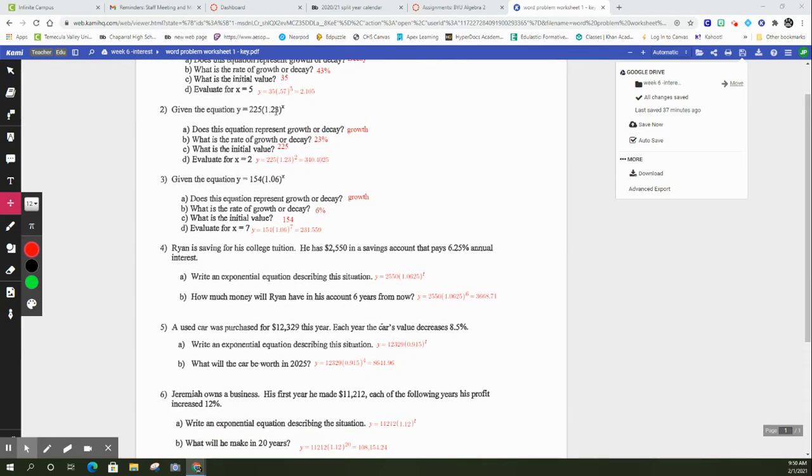Okay, question 2, growth or decay. This is growth because the growth factor is bigger than 1. The rate, okay, it's not 123%. The rate is 23%. All right, what's the initial value? 225. Again, type it right into a calculator to get 340.4.